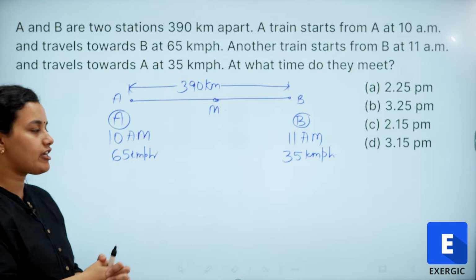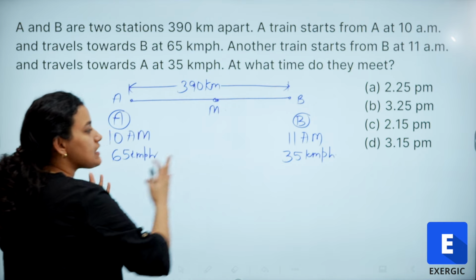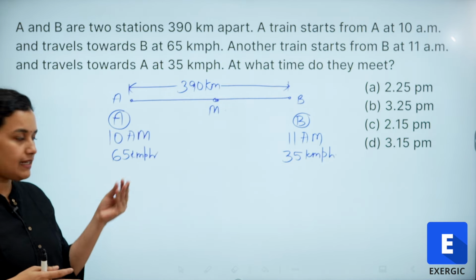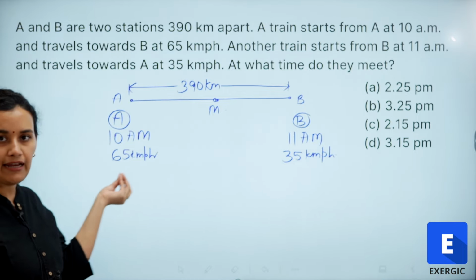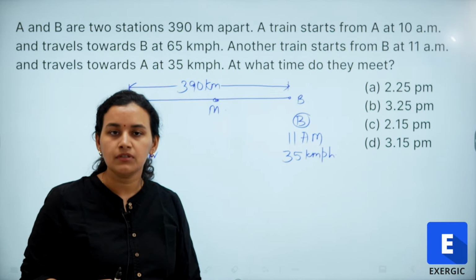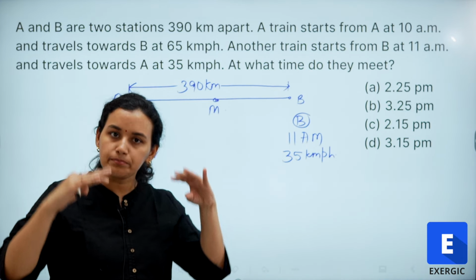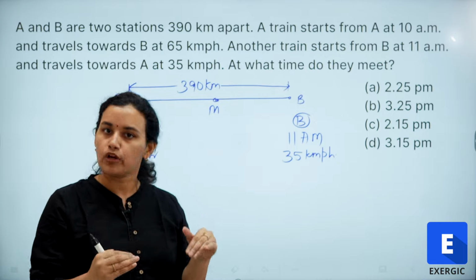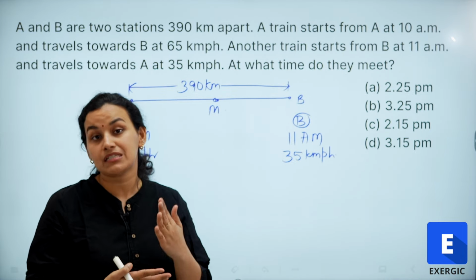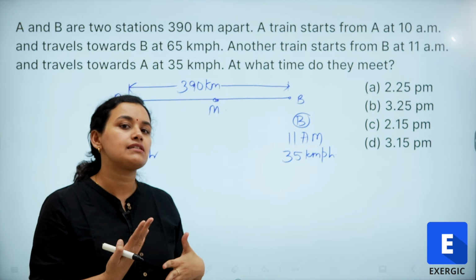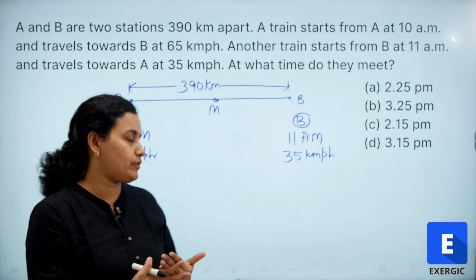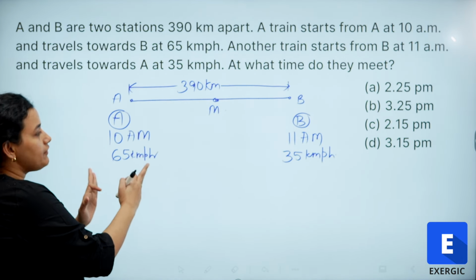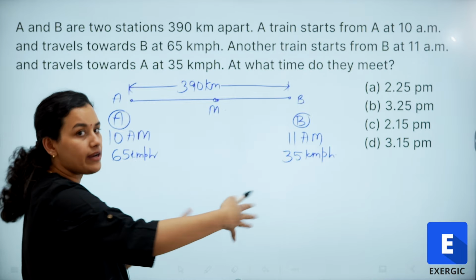So in these type of questions, if the two bodies are starting at different times, like we can see here, this is starting at 10 a.m. whereas this is starting at 11 a.m. The first thing you have to do is make the time equal. Alright, so we want to have the same starting time. Otherwise, we will not be able to proceed with the question, right? So here we have 10 a.m. and then B starts 1 hour later.